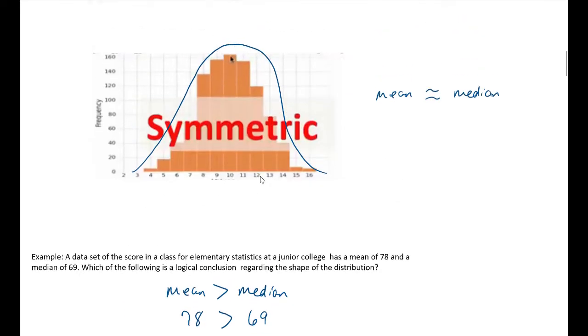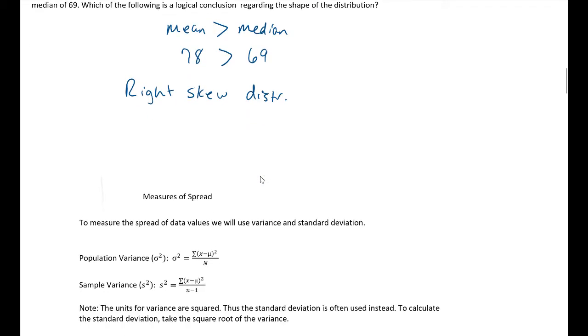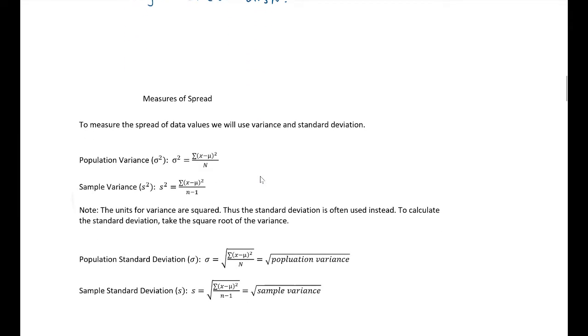Okay? A right skew or skew right distribution, doesn't matter. This is the right. Okay.